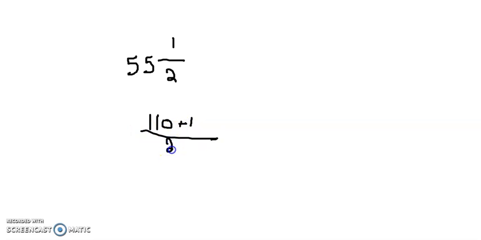And one last problem. Let's say if we have 55 whole 1 by 2. Again, we're gonna repeat the same. As the number is bigger, it's easy to multiply with the denominator, as the denominator is a smaller number. So it will be 110 plus 1, divided by 2, and we will get 111 over 2.